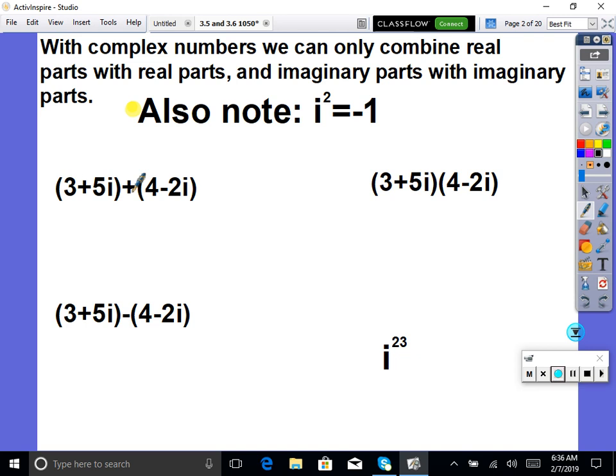So then combine real parts with real parts. 3 plus 4 is 7. 5i plus negative 2i is plus 3i. And you always write it in a plus bi form. So pretty easy. We've seen it 10 million times.